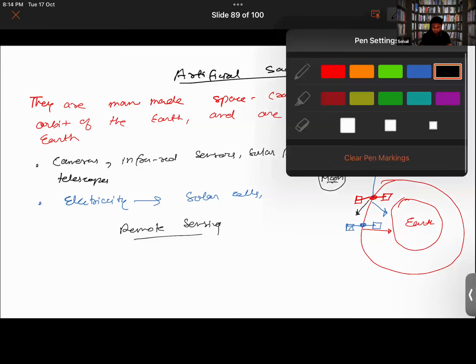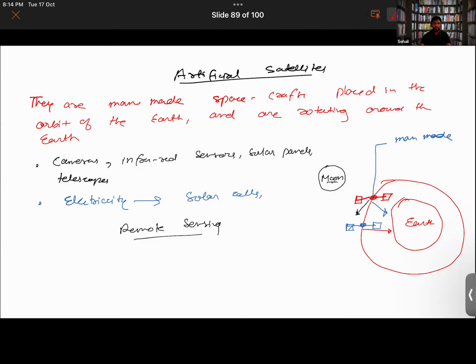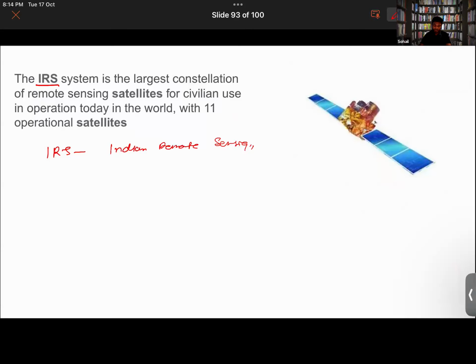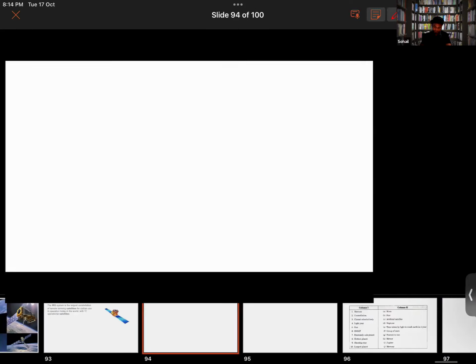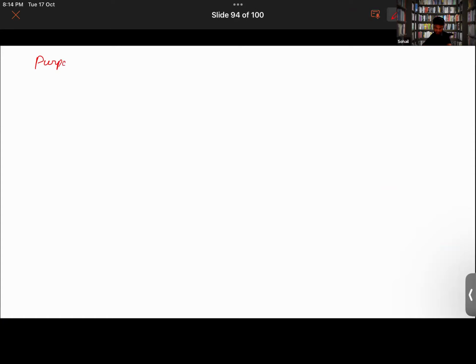Now, we send satellites for a variety of purposes. What could those purposes be? Telecommunication. And we send rovers on different planets using satellites? No, that is not correct. We don't use satellites to send rovers on the planets. We use what? Rockets.